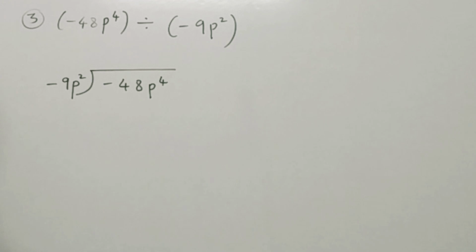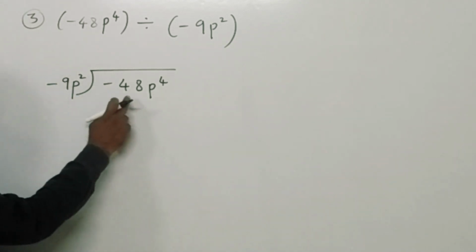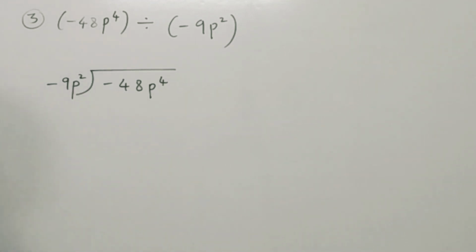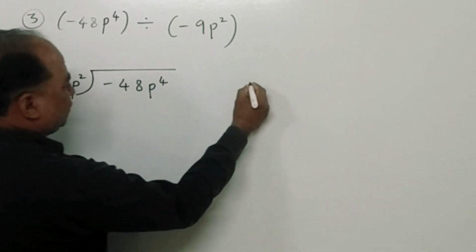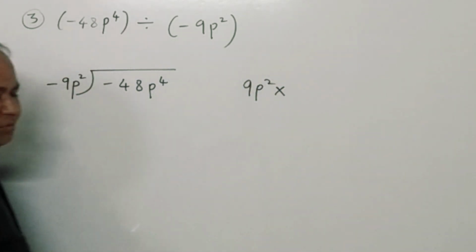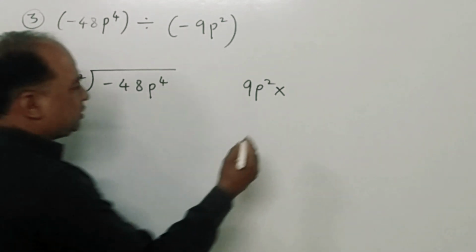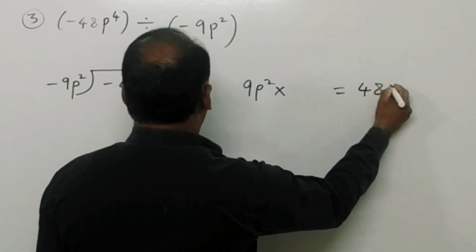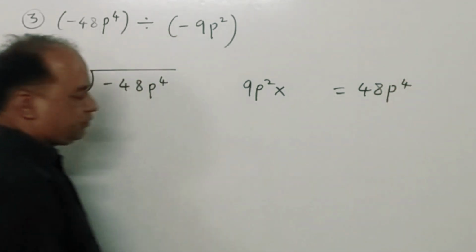Third example, minus 48p raised to 4 divided by minus 9p square. Now here it is monomial divided by monomial. So 48 is not coming in the 9 table. So we should get such a quotient that if we multiply 9p square by such a number, the answer should come 48p raised to 4.